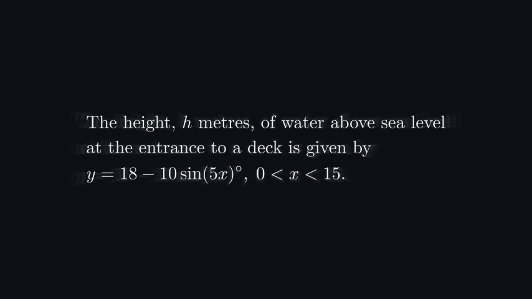The height of water above sea level is given by the formula y equals 18 minus 10 sin of 5x degrees, where 0 less than x less than 15. Notice that the angle is 5x, and the degree symbol tells us that we are working in degrees.